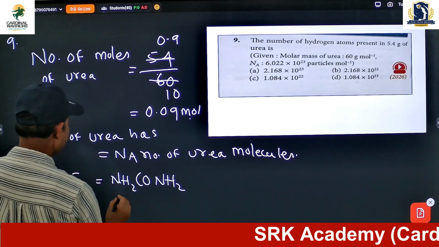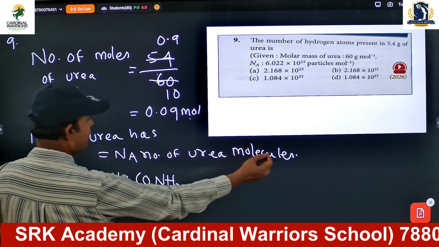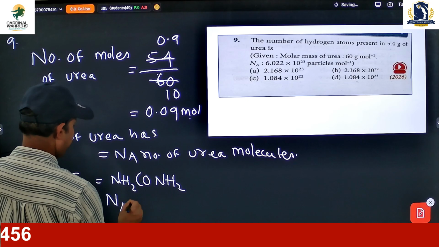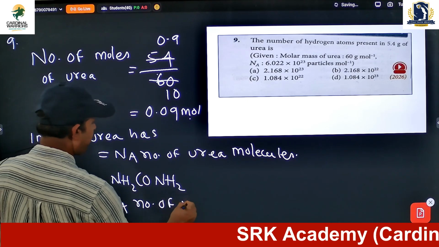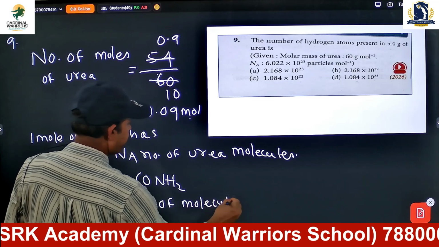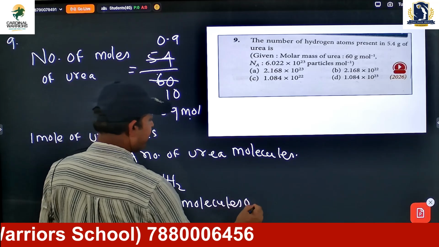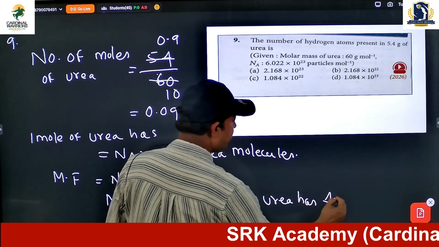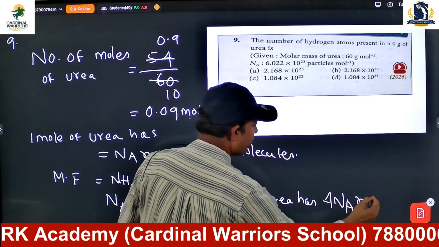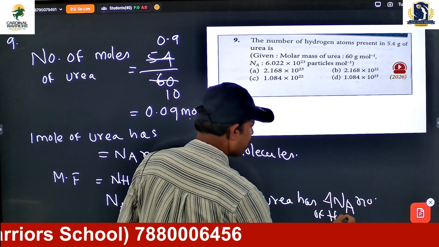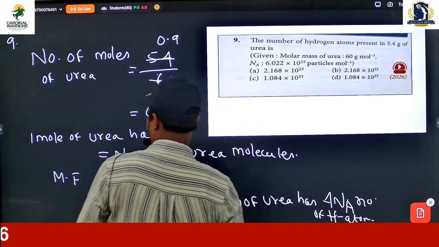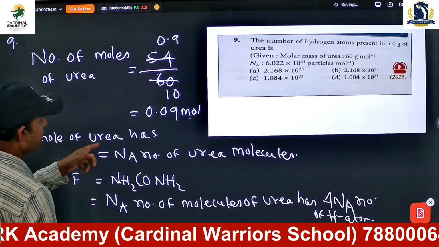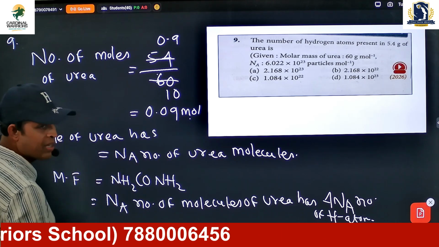One molecule of urea has 4 atoms. So Na number of molecules of urea has 4 Na number of H atoms. Got it? Now we know that 1 mole of urea has 4 Na number of hydrogen atoms.